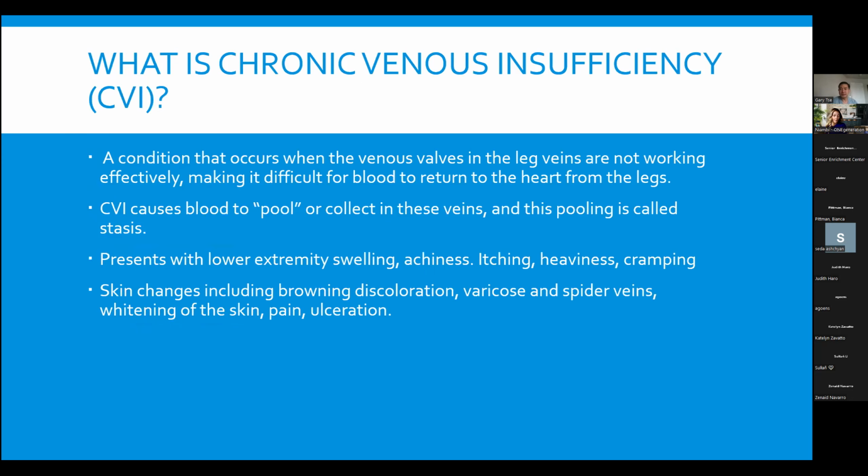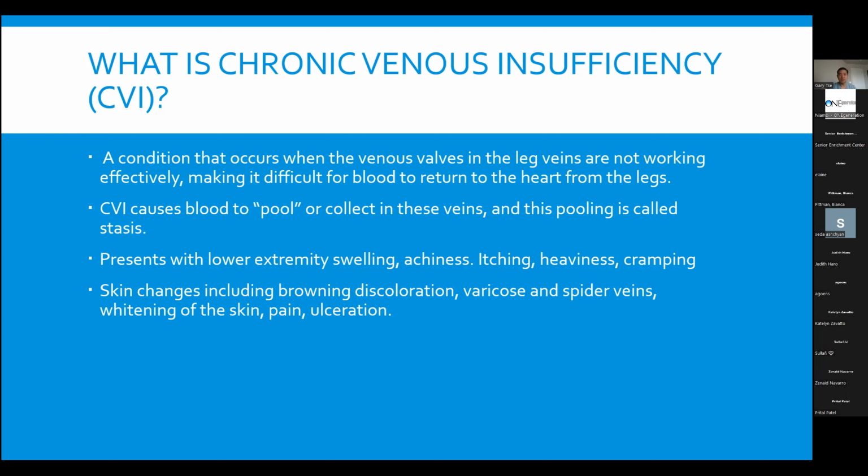So what exactly is chronic venous insufficiency? It's a condition when the veins in your legs aren't working well. Essentially, the valves in the veins help to push the blood back up from your feet towards your heart. When those valves don't work well, it makes it difficult for that blood to return to the heart. So chronic venous insufficiency, or CVI, causes blood to pool and collect in these veins, and that pooling is called stasis.